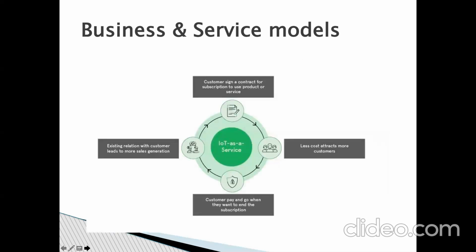Here are the business and service models. Internet of Things service and existing relations with customers lead to more sales generation, and less cost attracts more customers. As you know, the customer only needs to gain more profit from the product. It means the profit minus spent money should be positive. And next one.